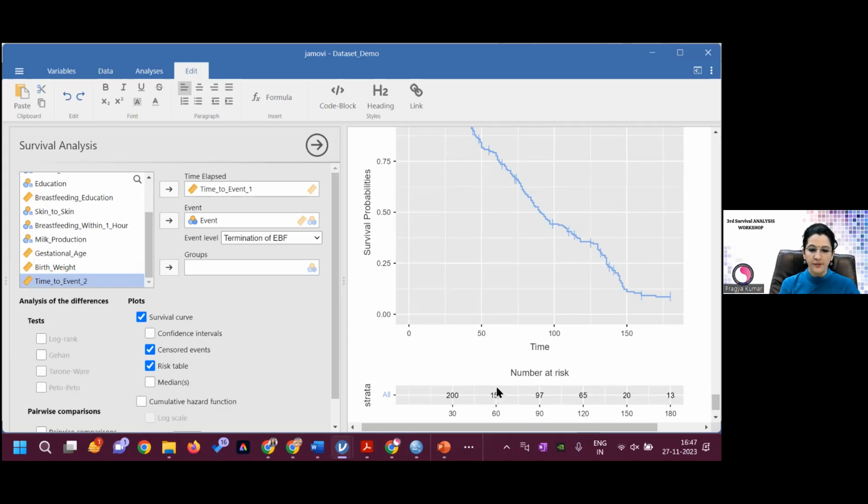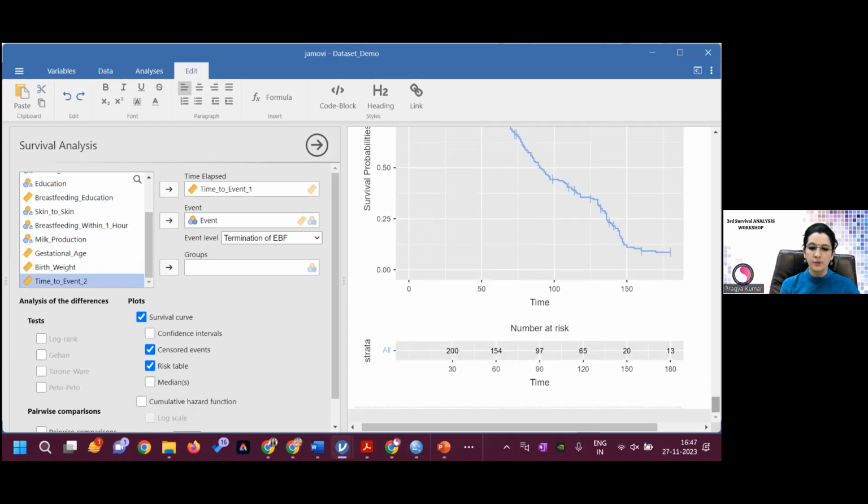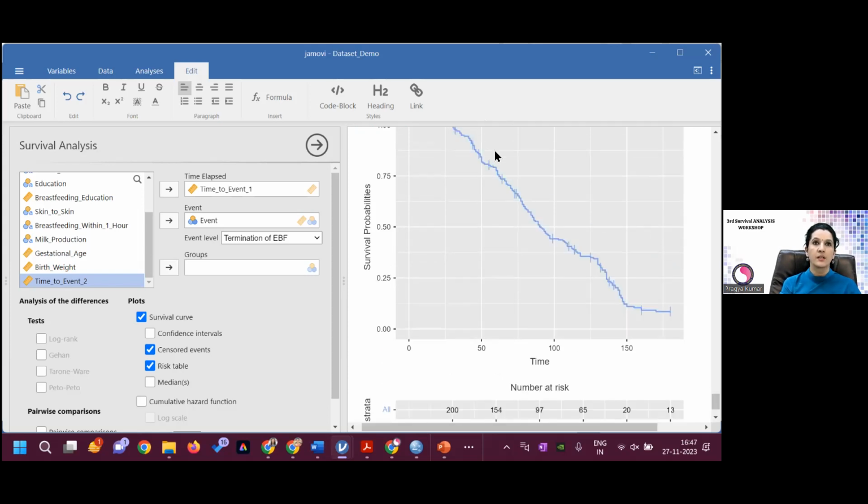Like 154 by 200 will be one survival, then 97 by 154 will be another. And if you multiply these two, you will get a cumulative survival here. Those of you who are interested, you can do that. Otherwise, no need to do because software has already done it. So this is the risk set of individual, number at risk. And this is your overall survival.